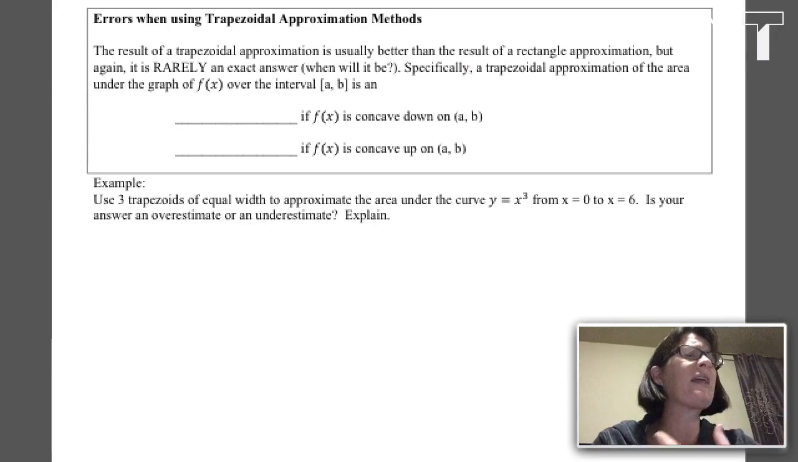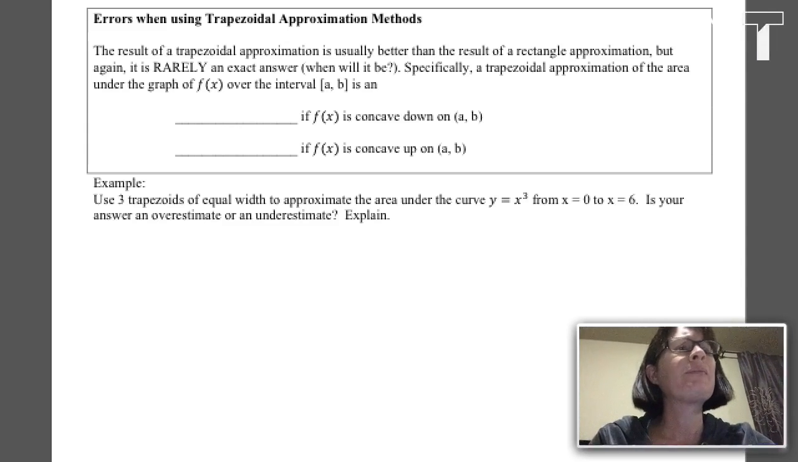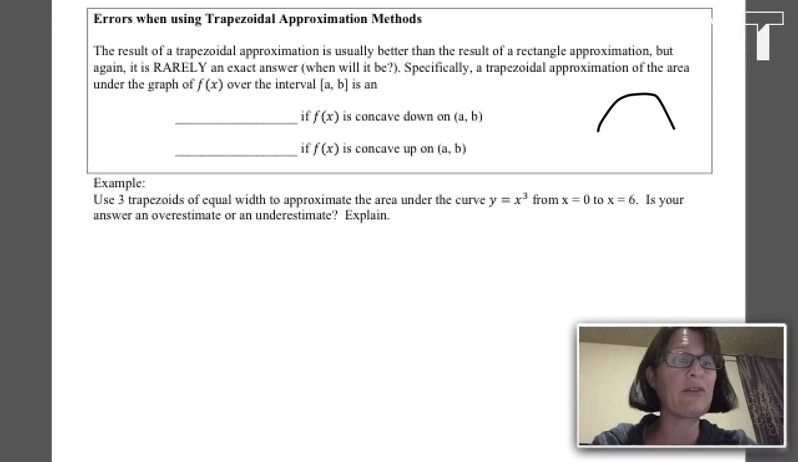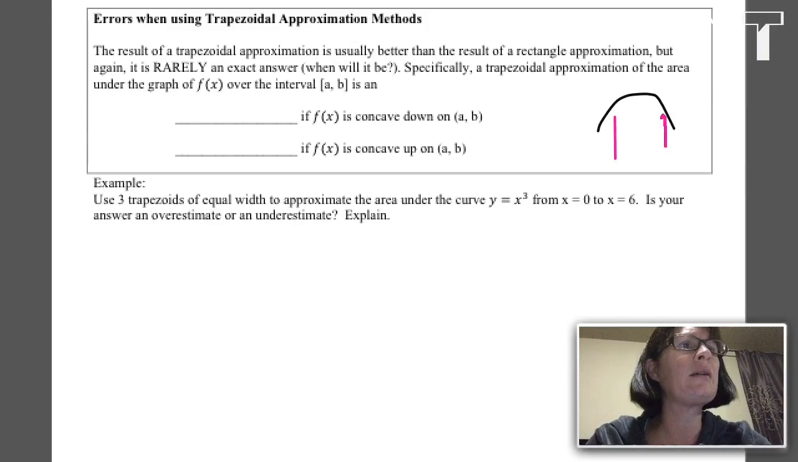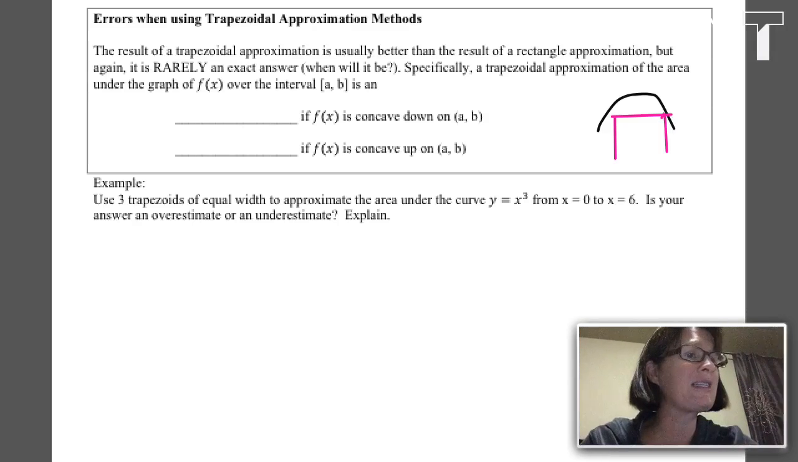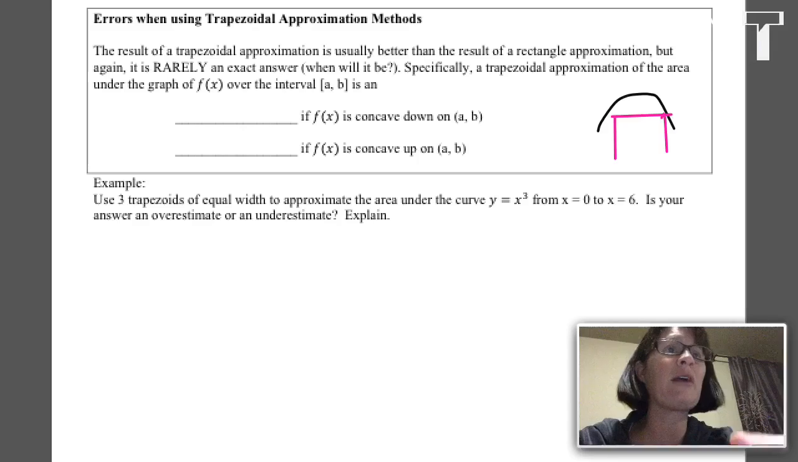All right, so just so you understand the error that occurs when we use trapezoid sums, I draw this picture for myself all the time. Feel free to draw it for yourself. This is a picture of a parabola, an upside down parabola, just concave down, right? Notice what happens when you try to draw a trapezoid inside it. Ends up looking like a rectangle in this case. But you can see that that trapezoid is an underestimate of the area under that parabola.